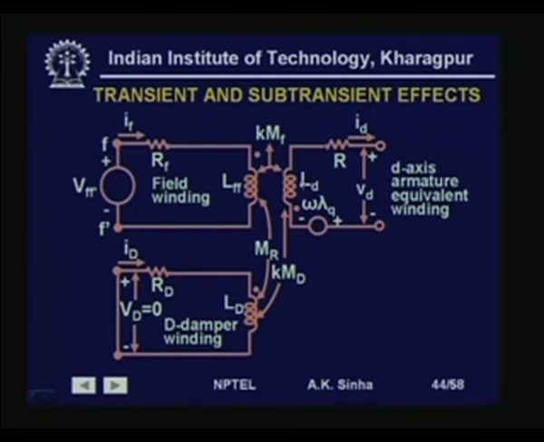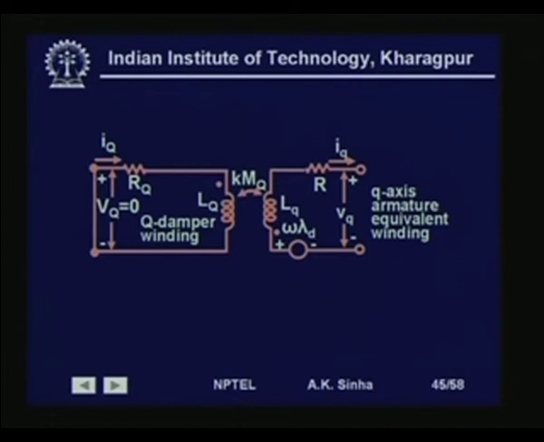And finally, when this current dies out, then we have only this circuit, which is the steady state or the synchronous reactance of the machine. So, we normally have three different kinds of reactances associated with it. In the quadrature axis, we have the damper winding and we have the Q axis coil. We do not have any field winding coupling.